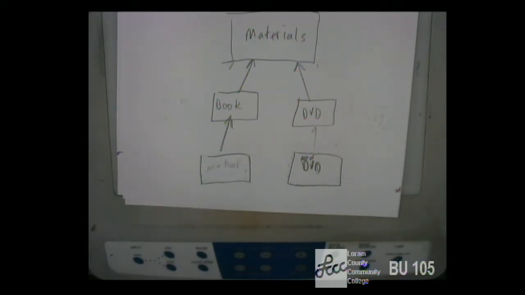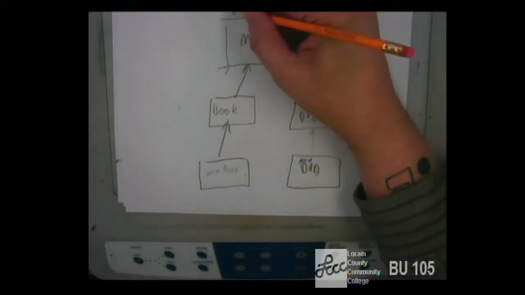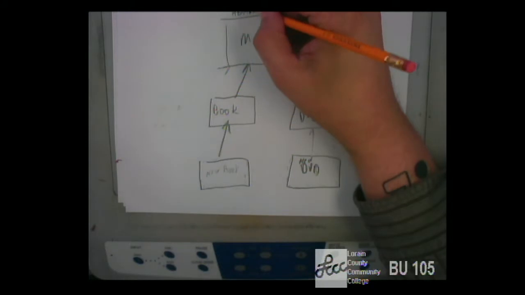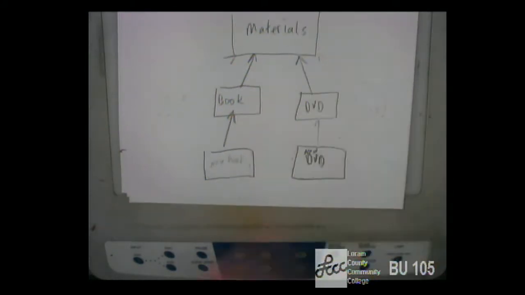Would books and DVDs be abstract or concrete classes? We said materials is probably an abstract one. Would a book be, the way we have this drawn here, would a book be a concrete class or abstract? Be concrete. Why do you say that?